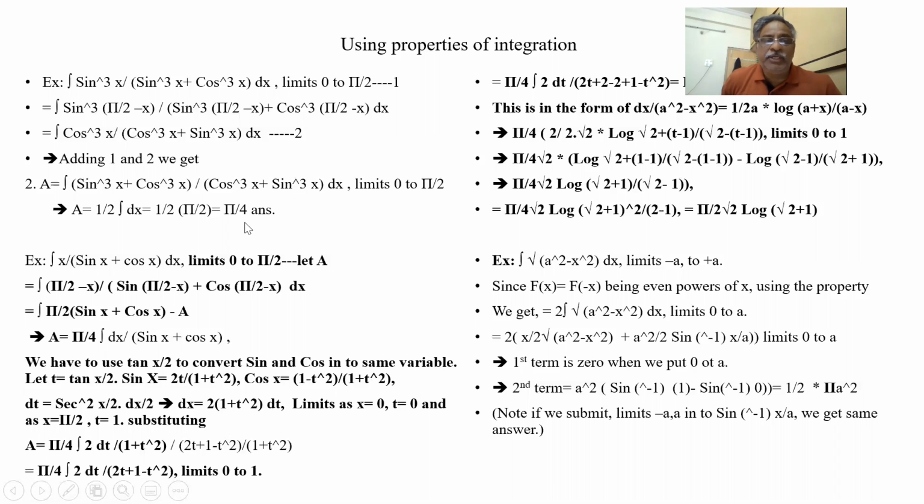So the answer is pi by 4: when the 2 comes over from the 2a, a is pi by 4. See, so simple. We're using these properties, and they are helpful to us in solving difficult limit integrals. Okay, let us see this.